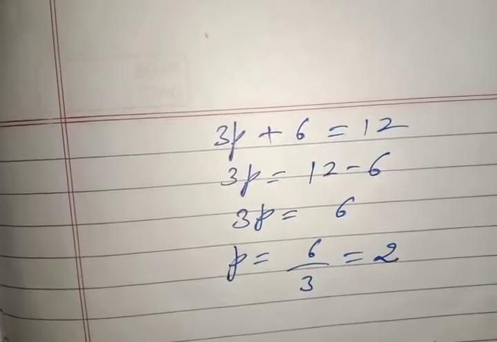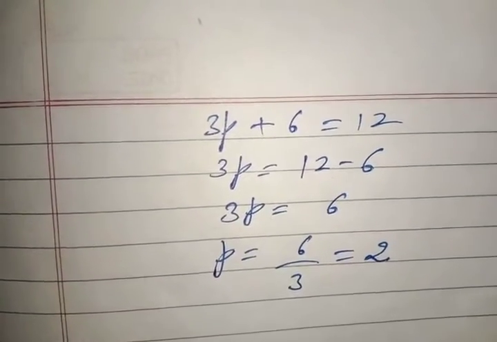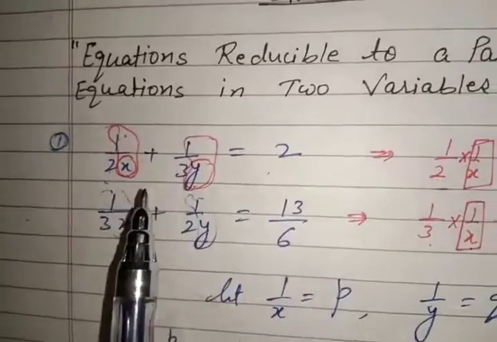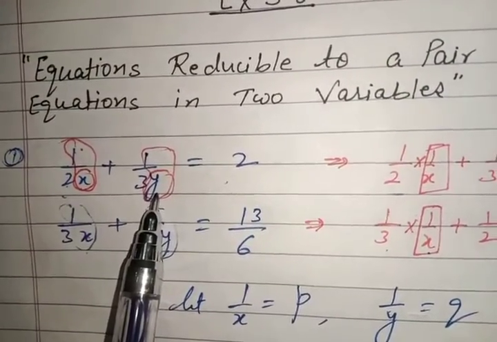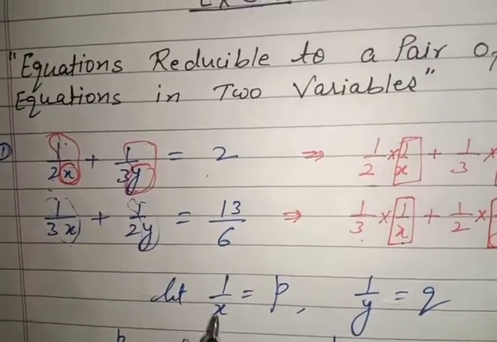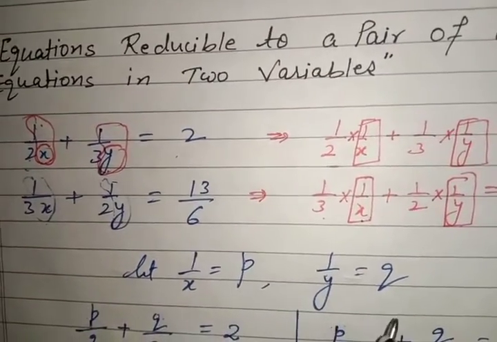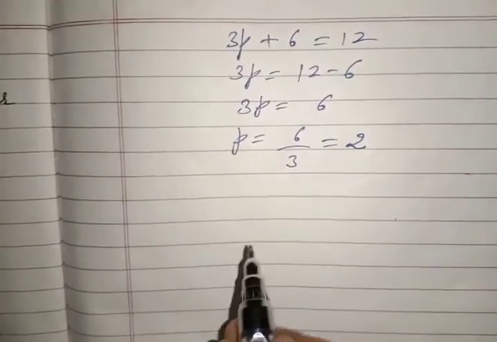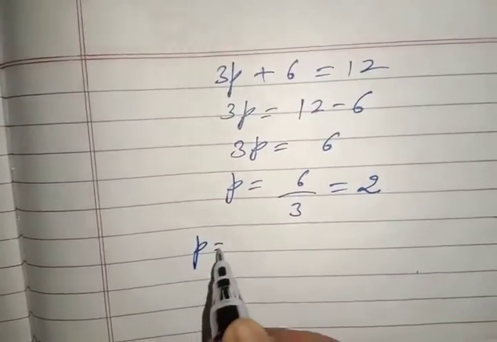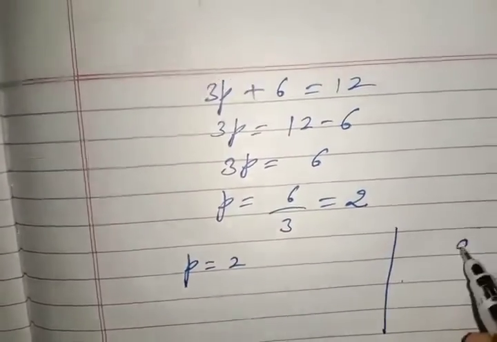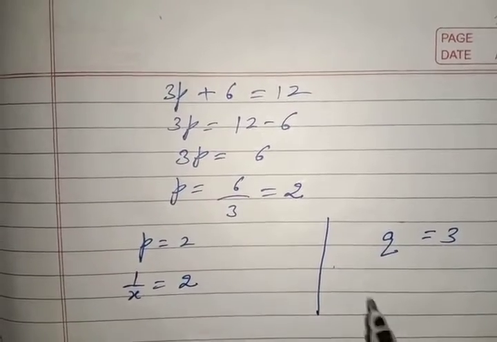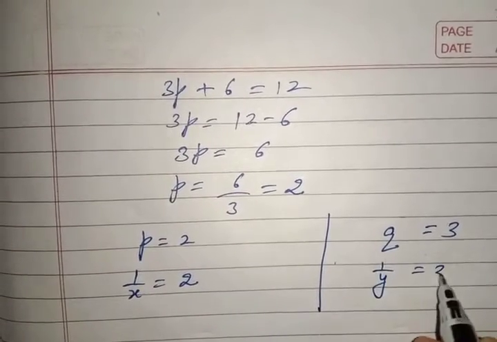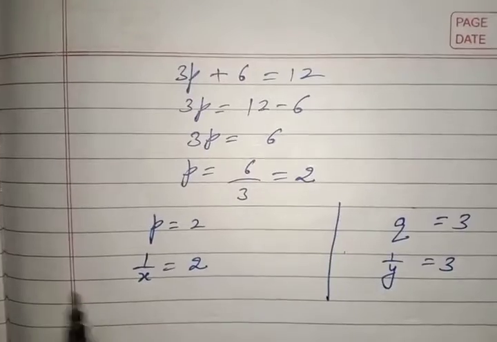So we have got p as 2 and q as 3, but our question is in the form of x and y. So we need to find out the value of x and y. So what did we suppose? 1 by x as p and 1 by y as q. So we'll write p is 2 and q is 3. What we supposed as p? 1 by x. So 1 by x is equal to 2, and this is 1 by y. We supposed earlier when we started the question.